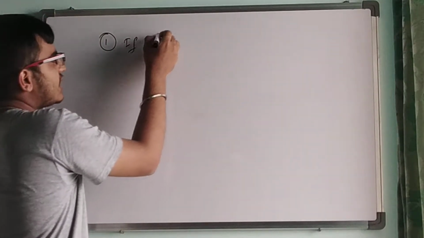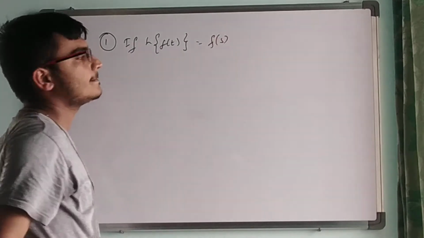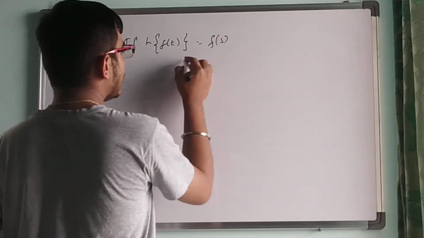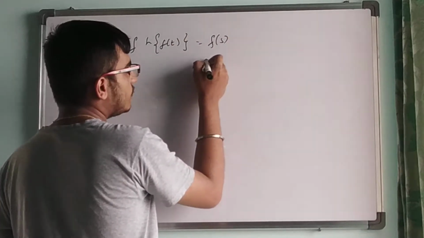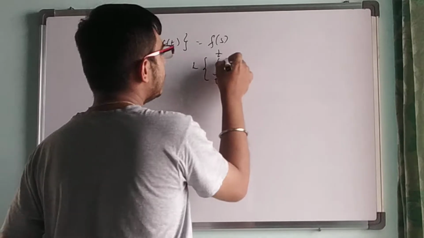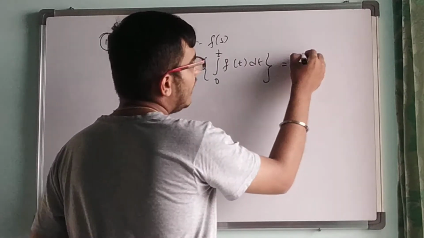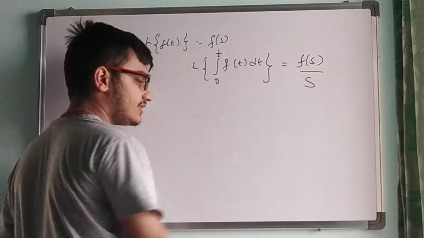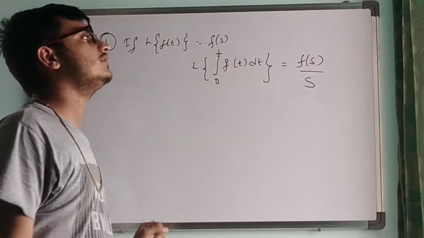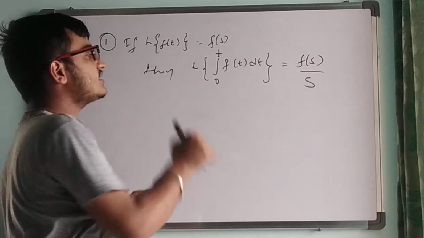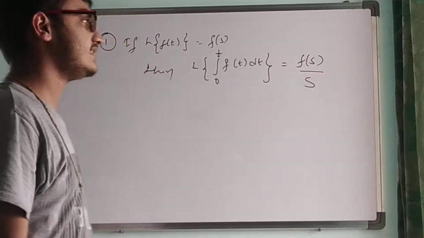If Laplace transform of f of t is equal to F of s, then Laplace transform of integral 0 to t f of t dt is equal to F of s by s. If Laplace transform of a function f of t is equal to F of s, then Laplace transform of integral 0 to t f of t dt is equal to F of s by s.